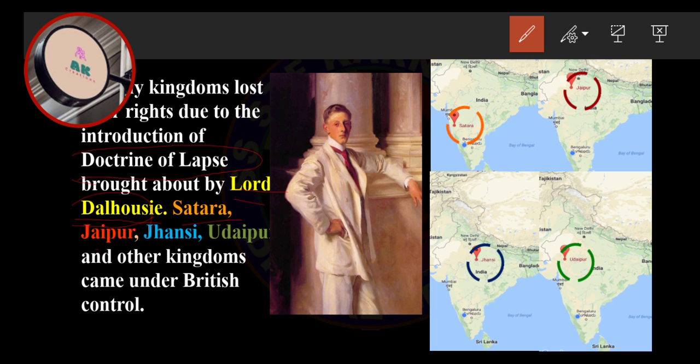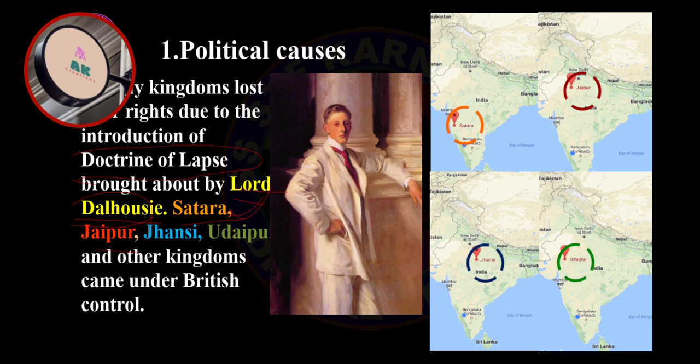First is Satara, then Jaipur. Satara was the first city in which they started this. Then it continued with Jaipur, Jhansi, Udaipur, and other kingdoms that came under British control. They didn't care how Indians would face the problems. They just implemented the conditions and we had to accept it. So that's the main reason. Okay, so you understood this, right?